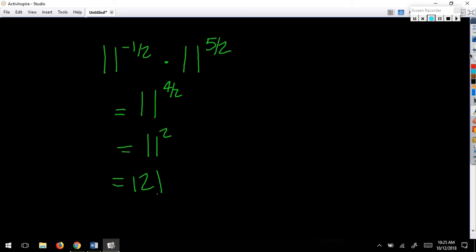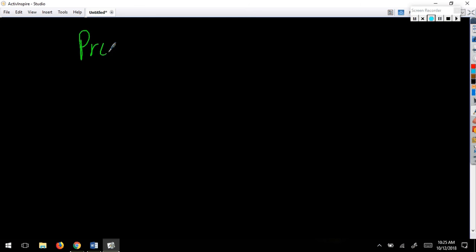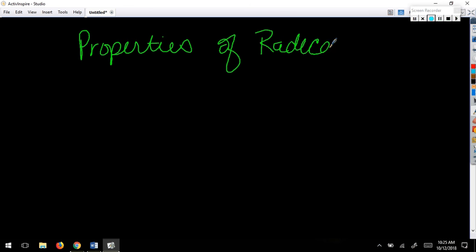All right, so those are the properties of rational exponents, and they're exactly the same as they were before. We just have some fractions now. Same thing with properties of radicals. Now we know some different types of radicals. We have a third root, a fourth root, and whatever root we want to do. So we want to talk about some properties.